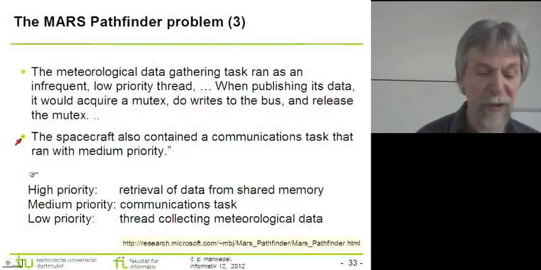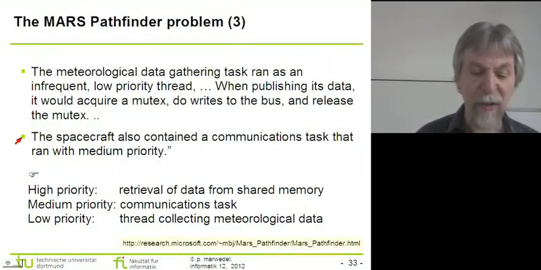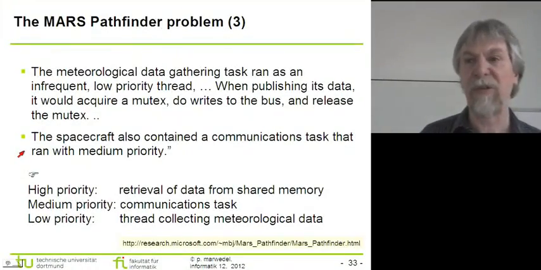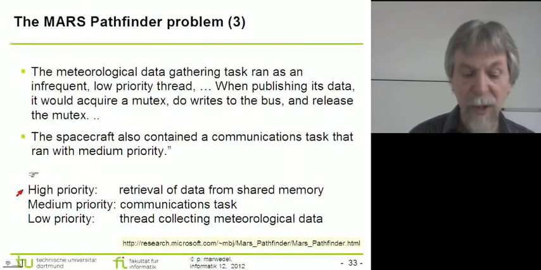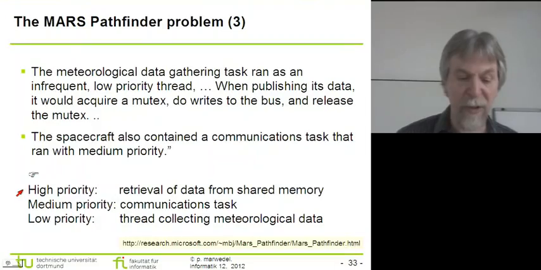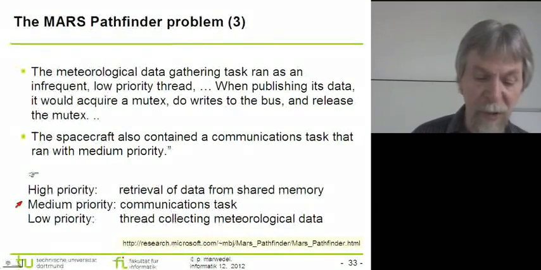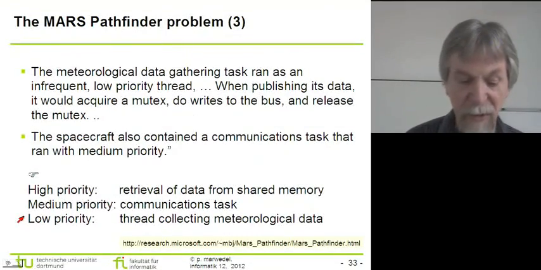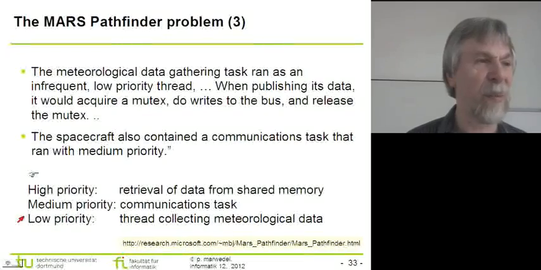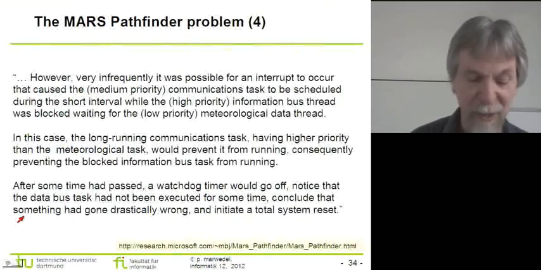And also there was a third task available there. It was a so-called communication task that ran with medium priority, and I'm assuming that this task was handling the communication down to Earth. So we see that there is a total of 3 different tasks: one that's in charge of the retrieval of data from the shared memory, one that's in charge of the communications, and one that's in charge of collecting this data. So all the ingredients that you need for having priority inversion are available there.